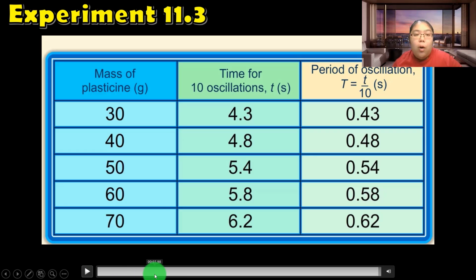Okay, this is the overall reading. You drop down from the table. So you must have the mass, then you must have the time taken for 10 complete oscillations. This is the answer. So the time taken keeps increasing. After that, you must find the period. Period means one complete oscillation. This one is 10 times, and I want one time only. So what you need to do, you take 4.3 over 10. So you put 0 point something in the table. So this is the result.